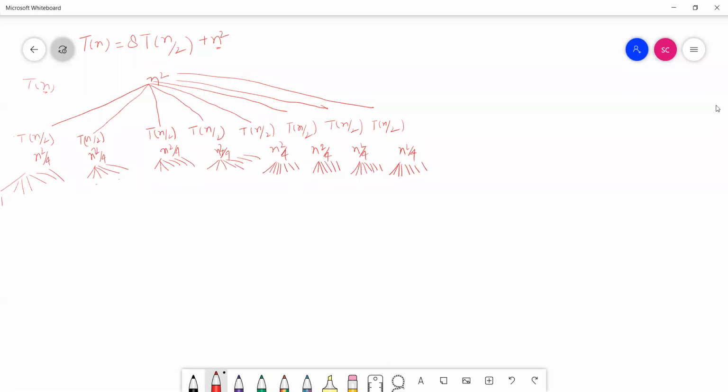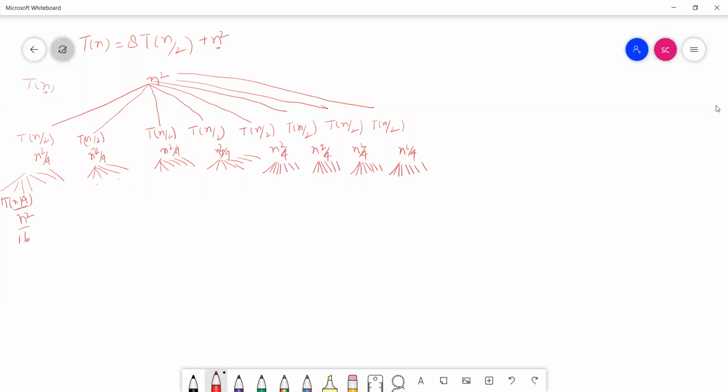Now the subproblem size will be what? T(n/4). So for every subproblem, we will do n square upon 16 amount of work. We will have 8 subproblems of size T(n/4), and n square is there, so n square upon 16 amount of work.